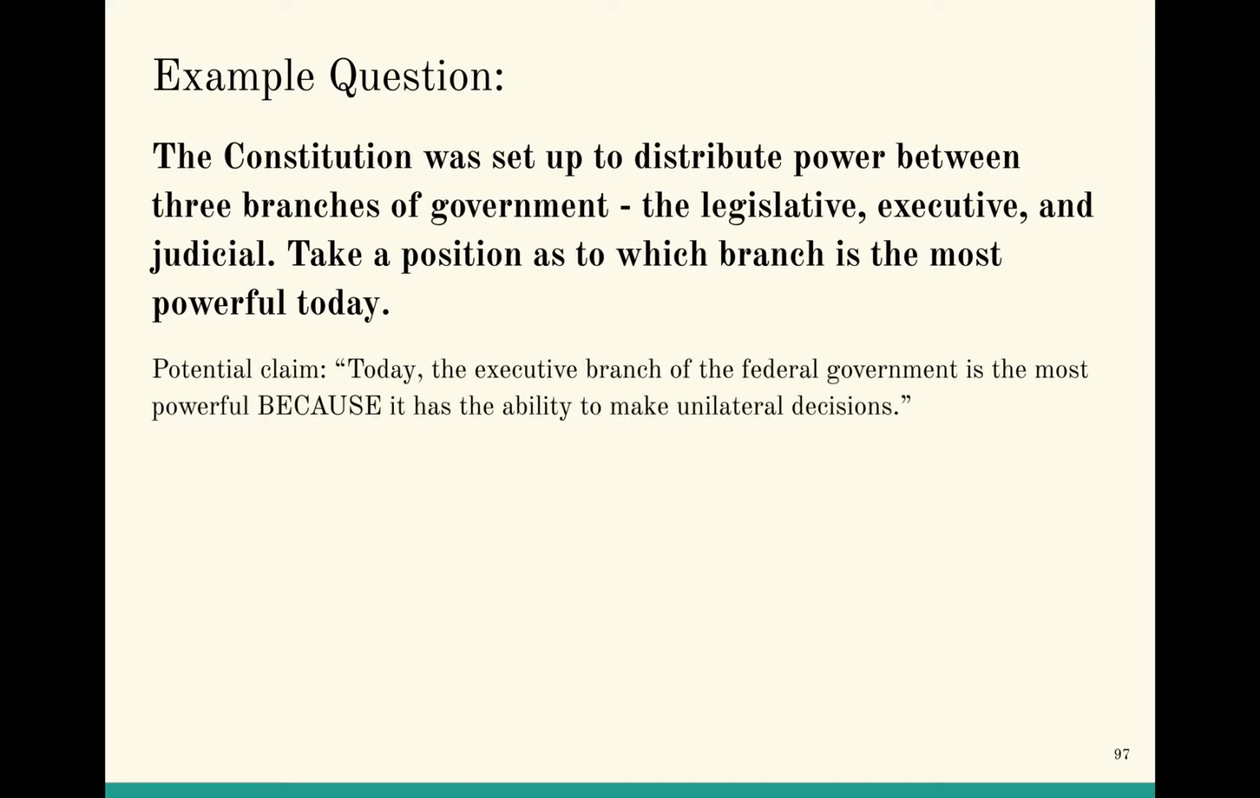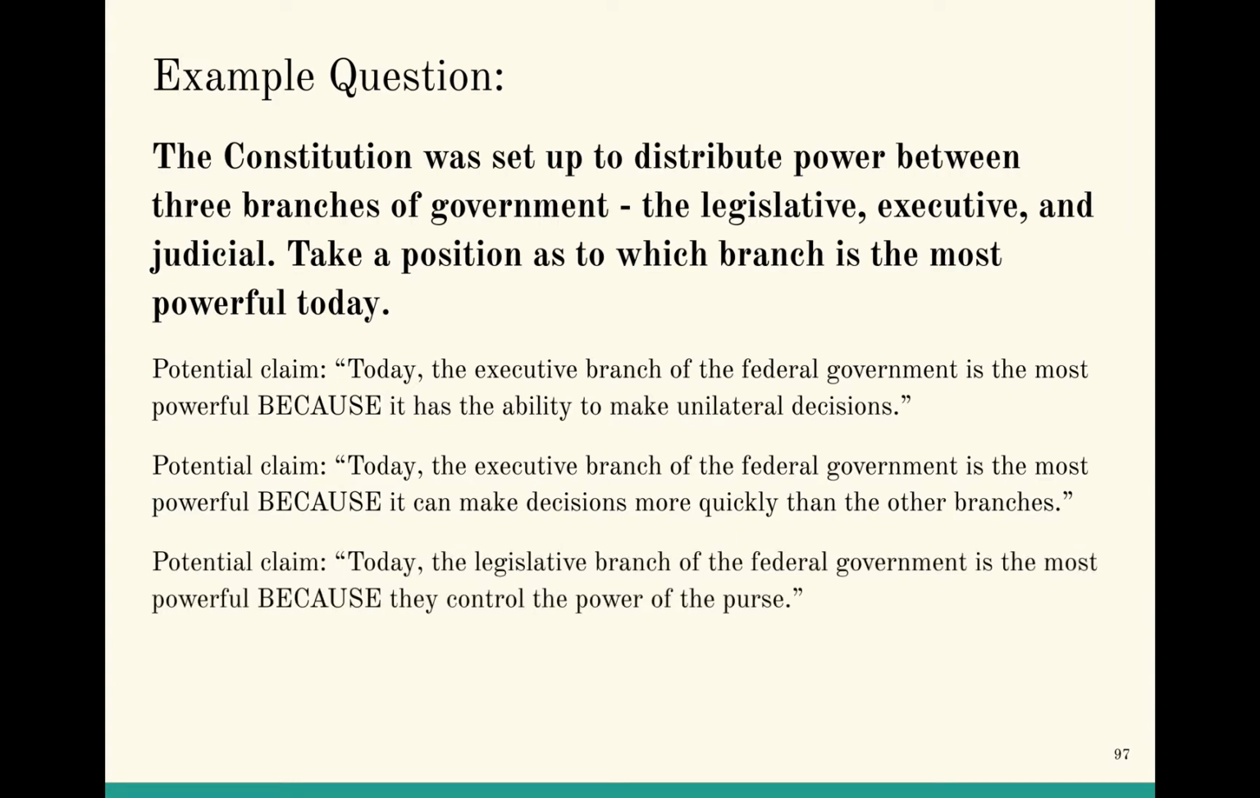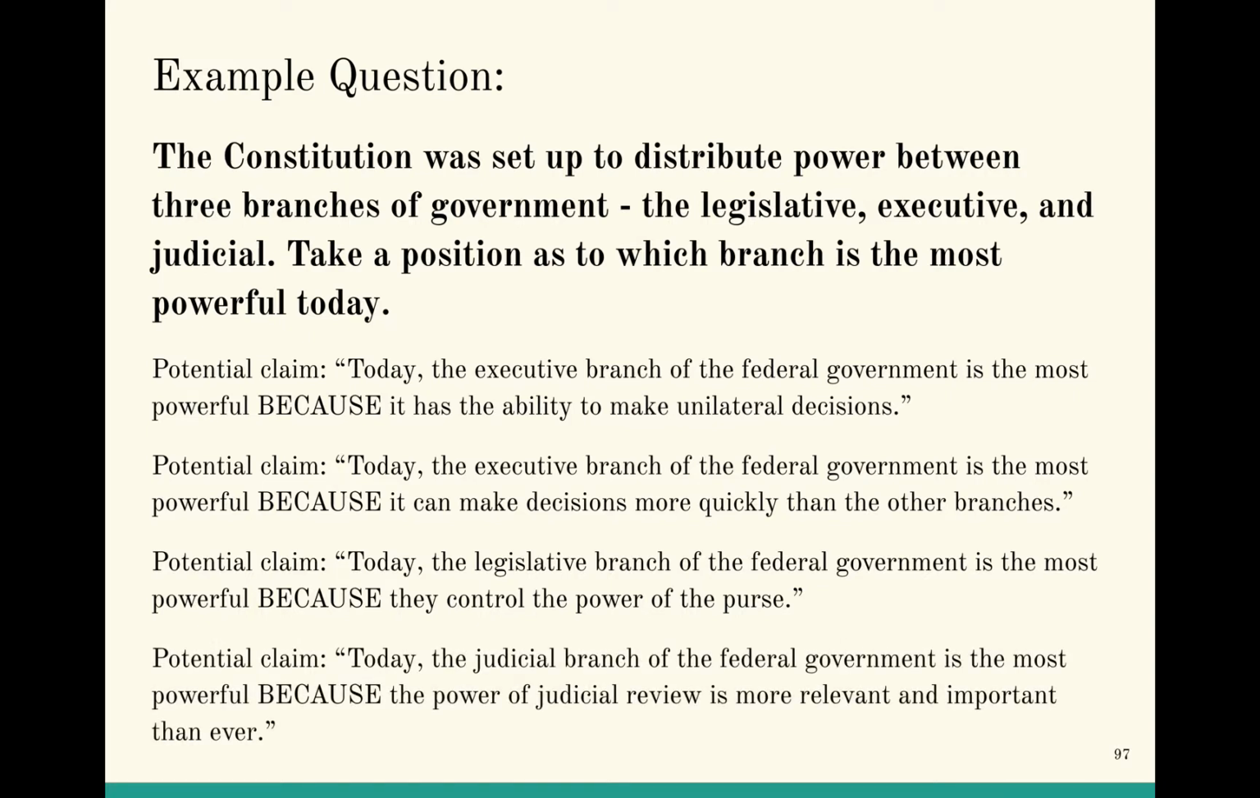So here's an example of a potential claim. Today, the executive branch of the federal government is the most powerful because it has the ability to make unilateral decisions. Or a different claim. Today, the executive branch of federal government is the most powerful because it can make decisions more quickly than the other branches. Another one, today, the legislative branch of the federal government is the most powerful because they control the power of the purse. Or today, the judicial branch of the federal government is the most powerful because the power of judicial review is more relevant and important than ever.